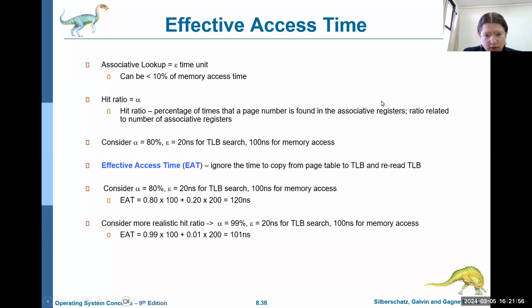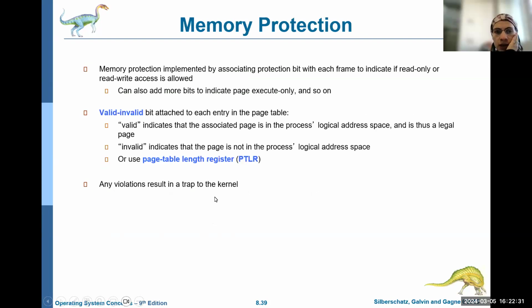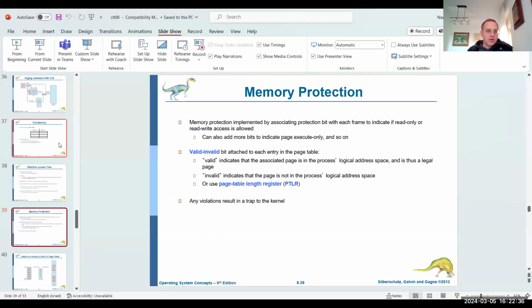The copying in, I said I would ignore, and the reread of the TLB, but I'm missing one piece of data that's mentioned in this example. What about epsilon? It's 20 nanoseconds. Isn't that the 0.20? No, that's the rest of the 80%. That's what confused me. The 0.20 is the miss? Exactly.